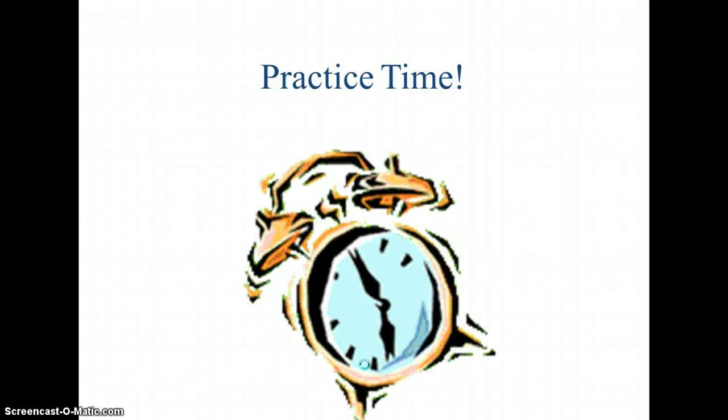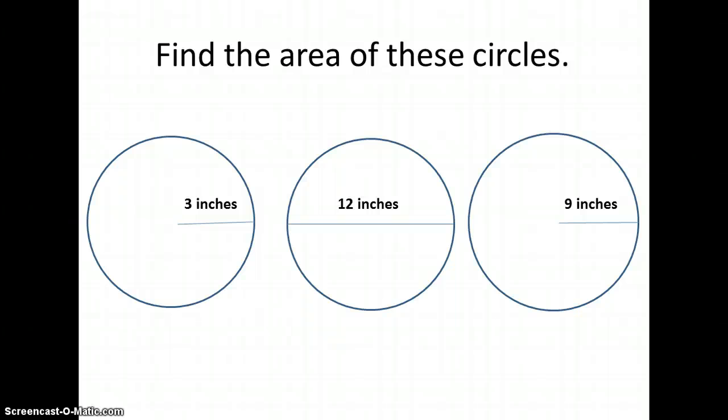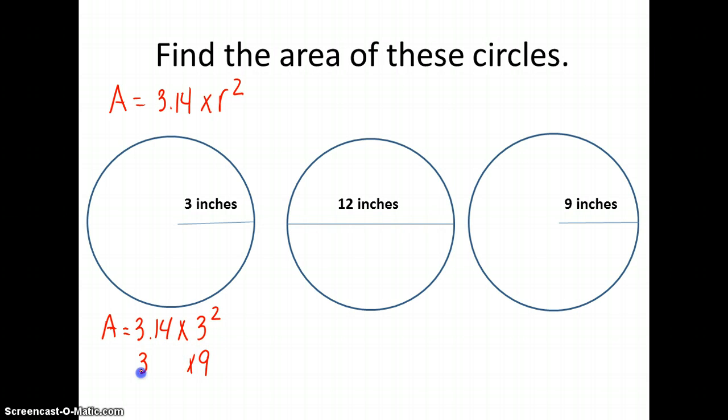Now let's practice. You're going to find the areas of these circles. I'm going to do the first one with you. Remember, the formula for the area of a circle is 3.14, or pi, times radius squared. So if I'm going to do this first one, I'm going to substitute what I know. I know my radius is 3. So I'm going to take order of operations, do 3 squared, which is 9, and multiply that by pi, or 3.14.